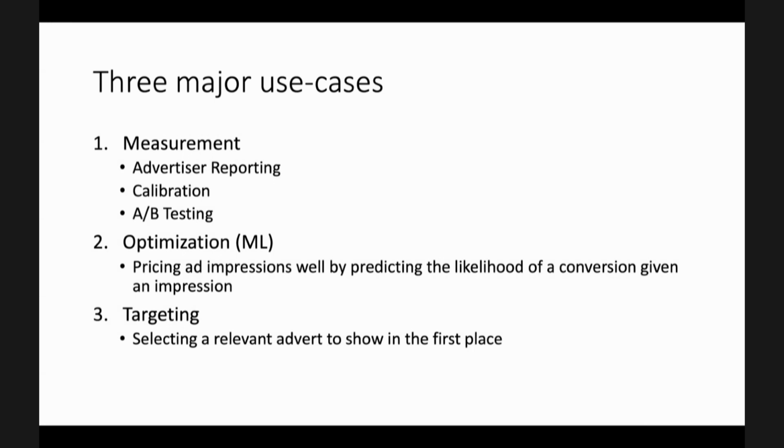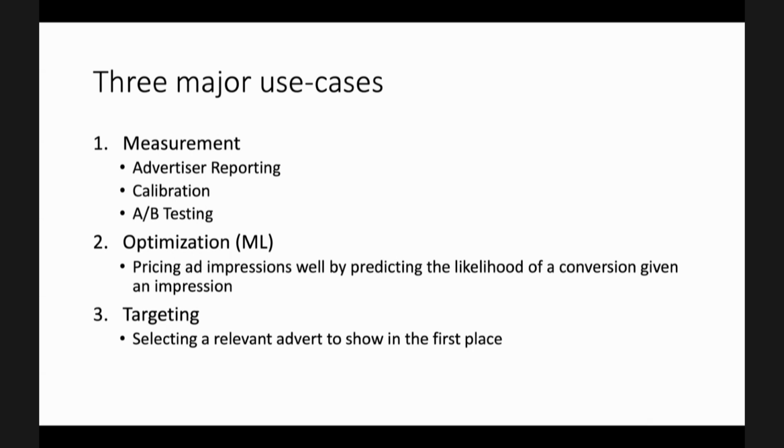So just stepping back for a second, if we want to have this new private future where advertising is still a part of the internet and publishers can still offer free services that are supported by advertising, but we want to get rid of all tracking, then there are 3 major use cases that ultimately we're going to have to figure out how to address. You need to be able to measure ads for advertiser reporting or just calibrating your system or comparing 2 versions of, say, 2 ad formats.